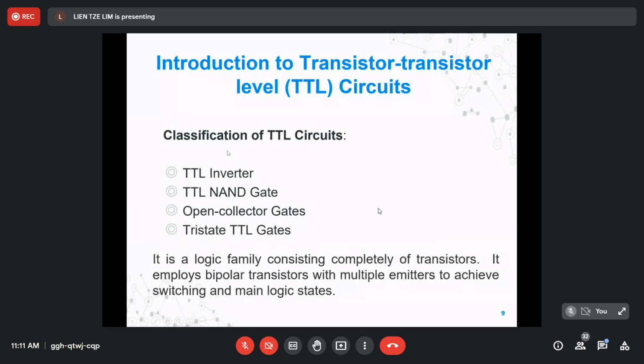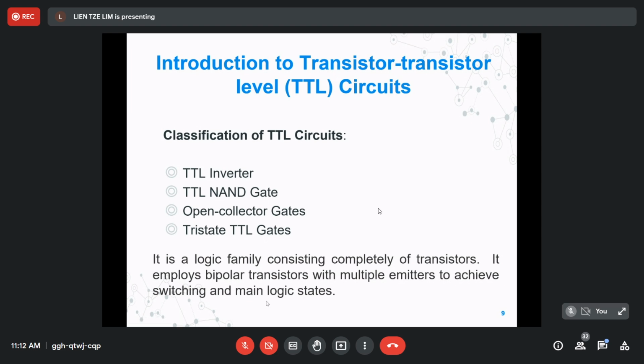Classifications of TTL circuits: they are TTL inverter, TTL NAND gate, open collector gates, and tri-state TTL gates. It is a logic family consisting completely of transistors. It employs bipolar transistors with multiple emitters to achieve switching and main logic states.